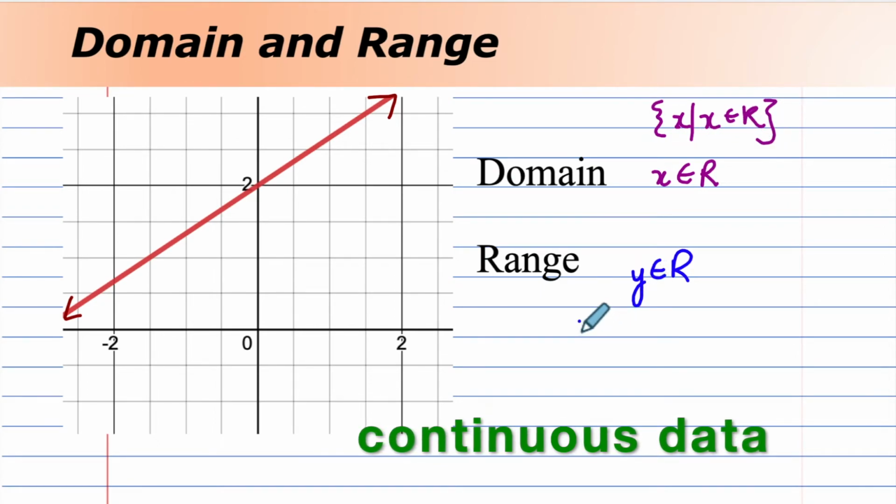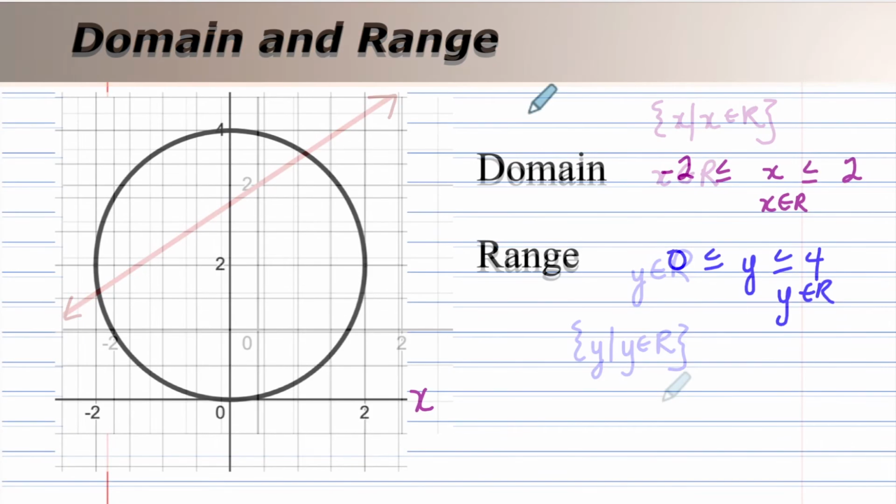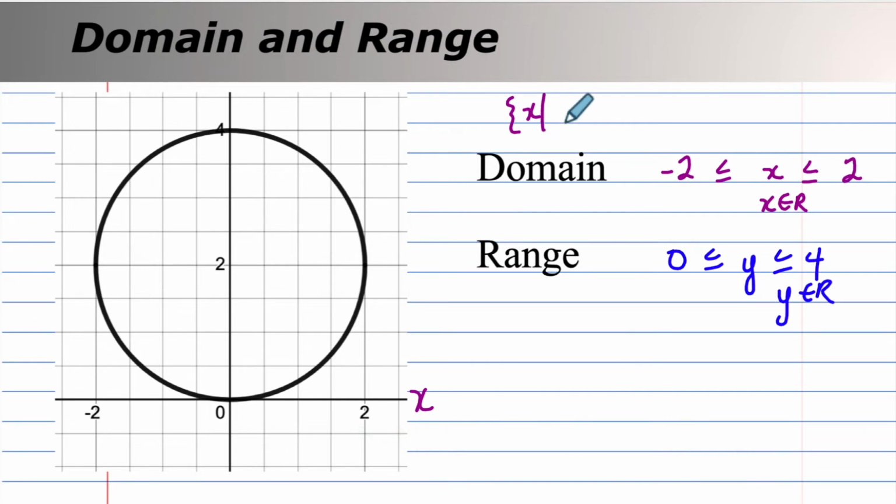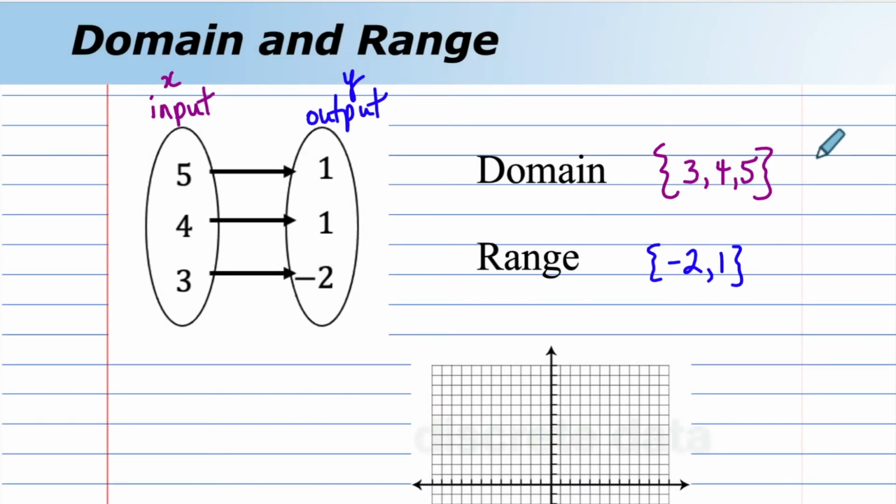And for range, we would write y is such that y is an element of the reals. For a circle, set notation would be domain as x is such that -2 is less than or equal to x, which is less than or equal to 2, comma, x is an element of the reals, close the bracket, and range would be y is such that 0 is less than or equal to y, which is less than or equal to 4, comma, y is an element of the reals. Finally, mapping diagrams are written in set notation.